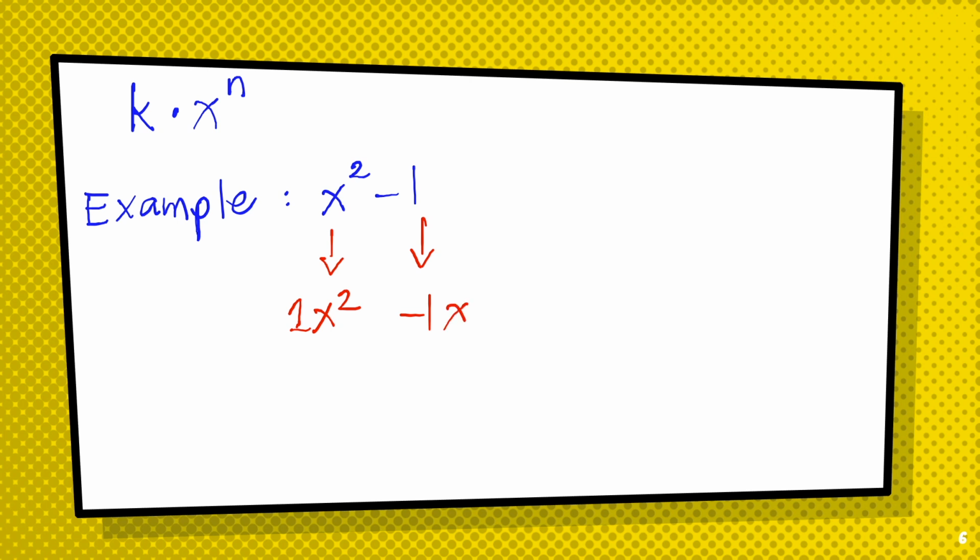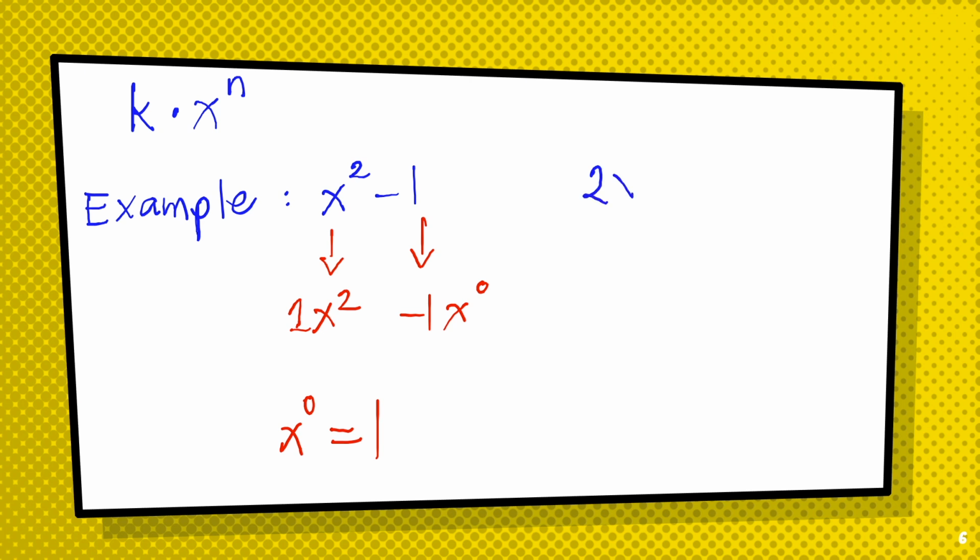For example, x squared minus 1. The first term x squared can be written as 1x squared, wherein the exponent of x is positive 2, while negative 1 can be written as negative 1 x raised to 0. Take note that x raised to 0 is just 1. x raised to 0 has an exponent of 0, which is a whole number. Therefore, x squared minus 1 is a polynomial.